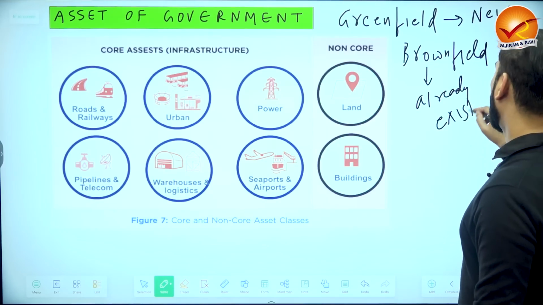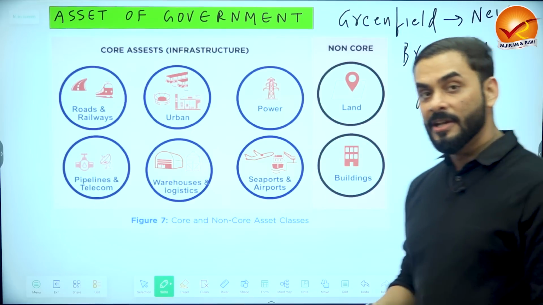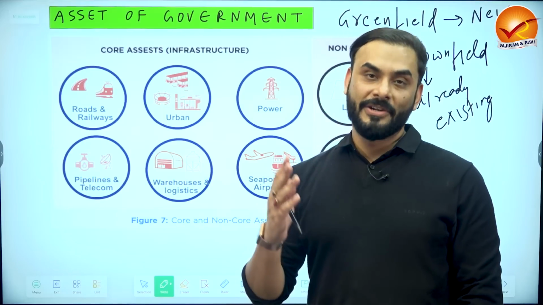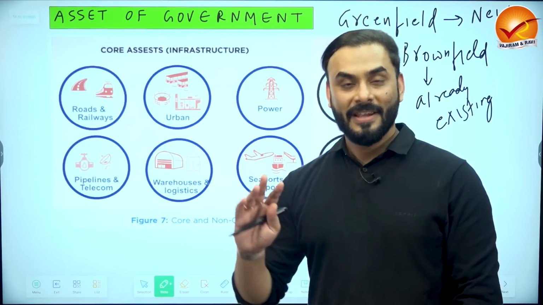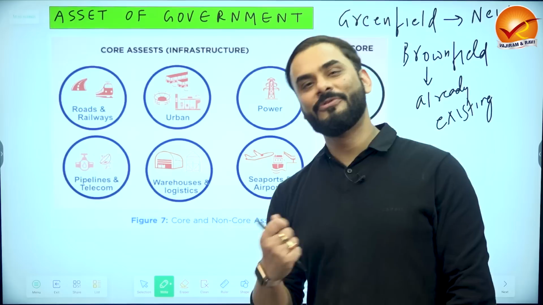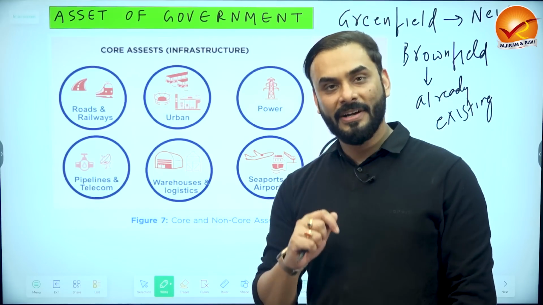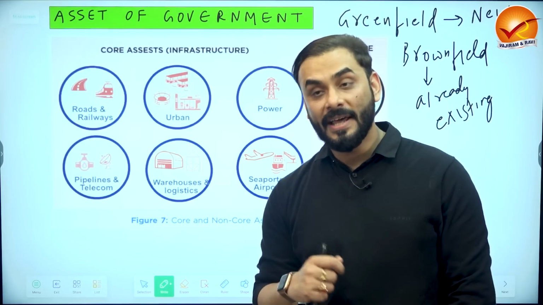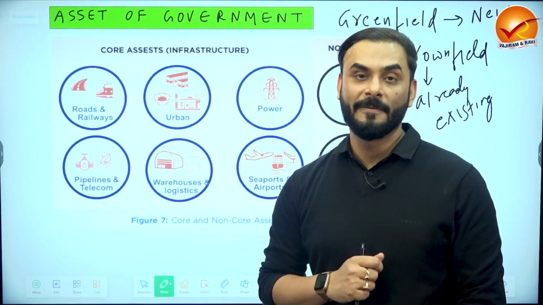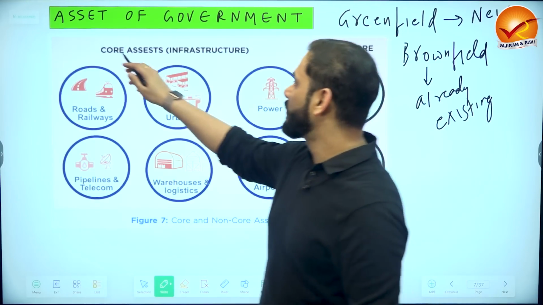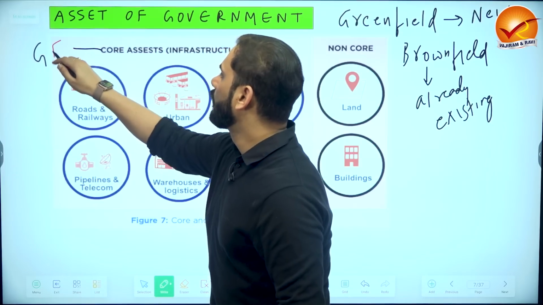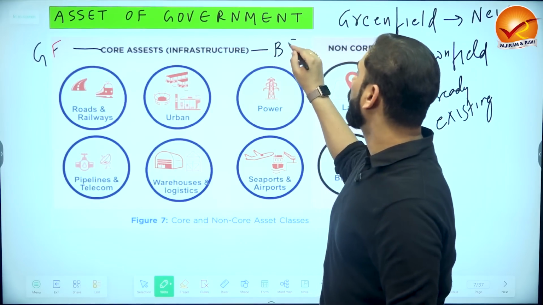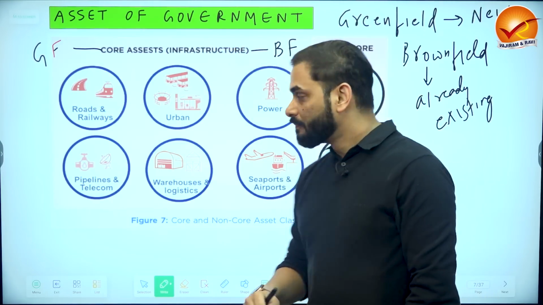Already existing or old. So if I have a house which has been gifted to me by my parents, and that house is like 70, 80 years old, that's a Brownfield asset. So Government of India has something called core asset. Core asset means those assets which are directly given to people by Government of India, right? And there are two types of core assets, Greenfield and second is Brownfield, right?